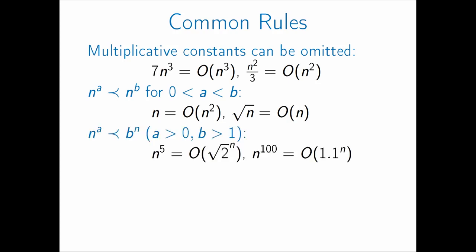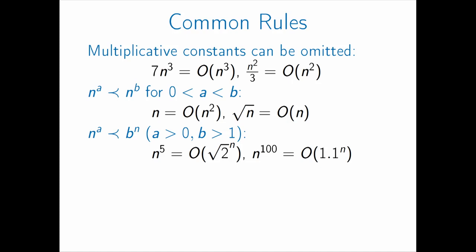What's more surprising is that if you have any polynomial and any exponential, the exponential always grows faster. So n to the fifth is O of root 2 to the n. n to the 100 is O of 1.1 to the n. And this latter one should surprise you a little, because n to the 100 is a terrible runtime. 2 to the 100 is already so big that you really can't expect to do it ever. On the other hand, 1.1 to the n grows pretty modestly. 1.1 to the 100 is a pretty reasonable sized number.